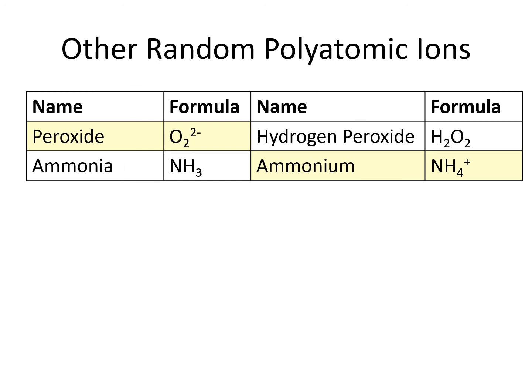Ammonia is a molecule you will see frequently in this class. It is neutral and contains a nitrogen and 3 hydrogens. The ammonium ion has an H+ added onto ammonia, so it becomes NH4+1.